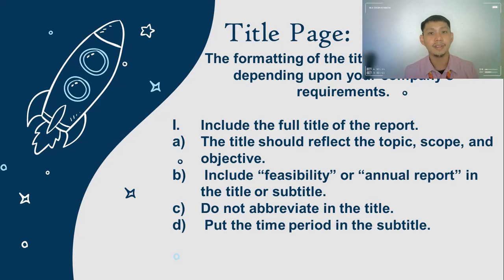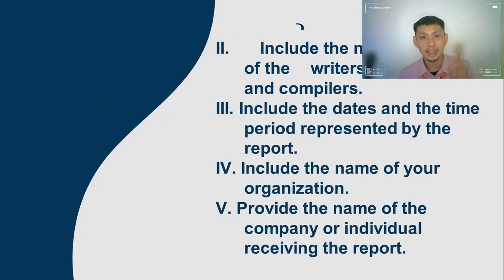Third, do not abbreviate in the title. Make sure that all of the information is complete. Number 4, or letter D, put the time period in the subtitle. When we say time period, how long did this report go? How long was this report crafted, right? So you have to include the time period.